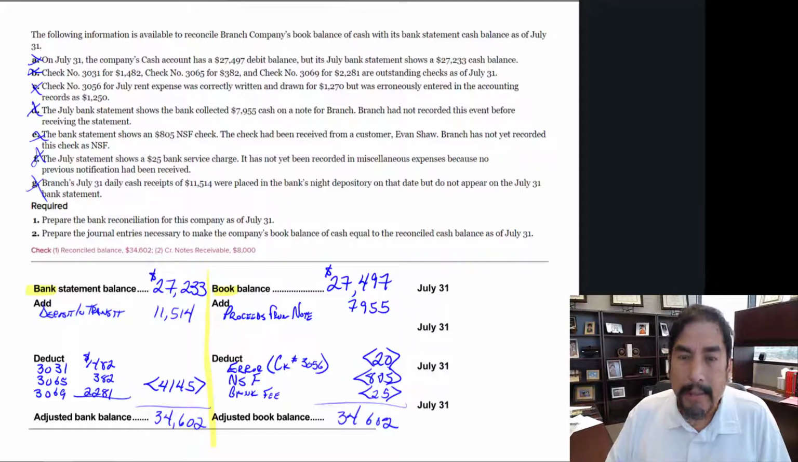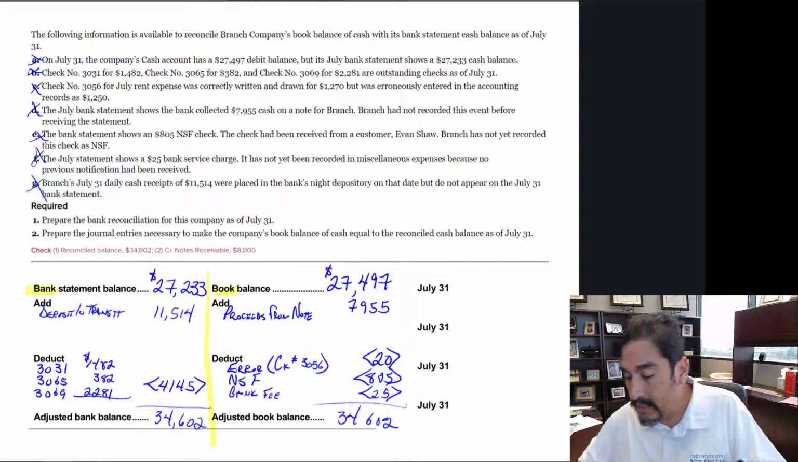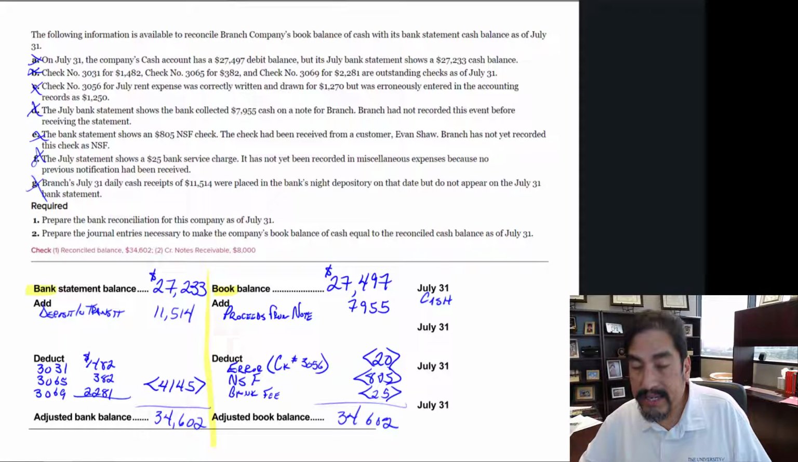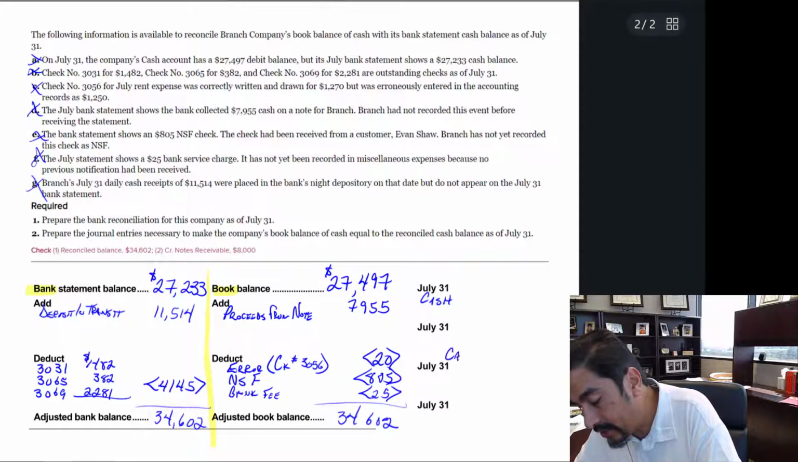Required two is make the journal entries. So everything on the book side of the bank reconciliation, everything on the right-hand side of the bank rec, has not yet been recorded in our books. And so we need to record that. Everything from the add quadrant is going to be a debit to cash. Everything in the deduct quadrant is going to be a credit to cash.